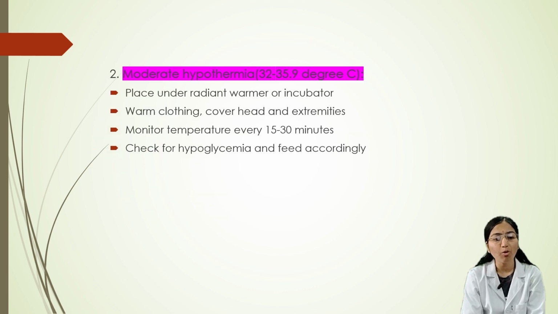Next we'll see the moderate one. Moderate hypothermia is 32 to 35.9 degrees Celsius. Here first we need to place the baby under a radiant warmer or incubator with warm clothing, and cover the head and extremities. Monitor temperature every 15 to 30 minutes. It's an important thing. And then check for hypoglycemia and feed accordingly.